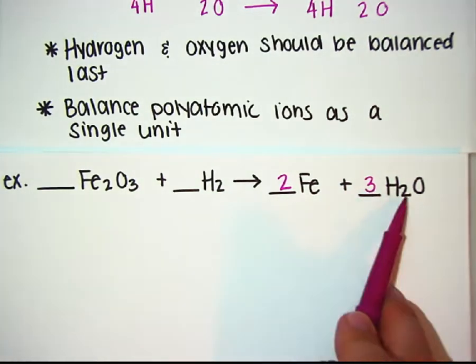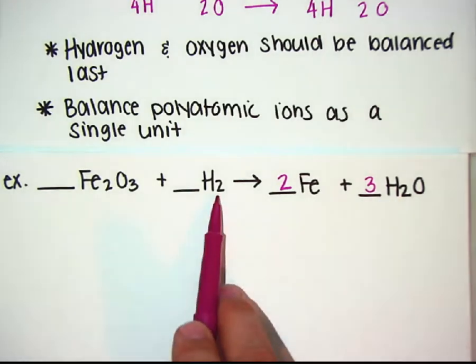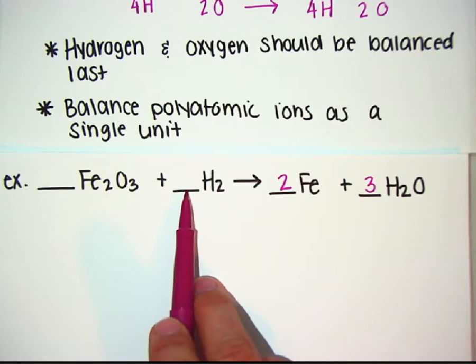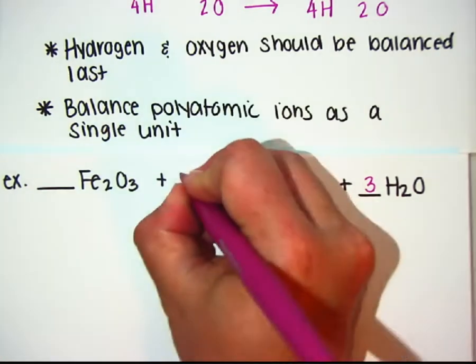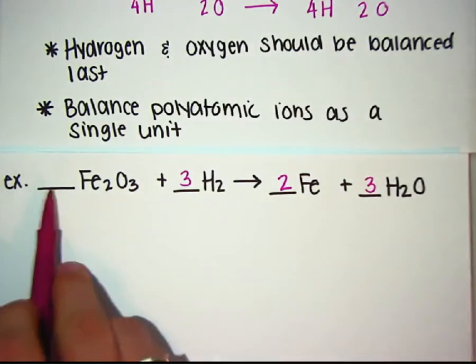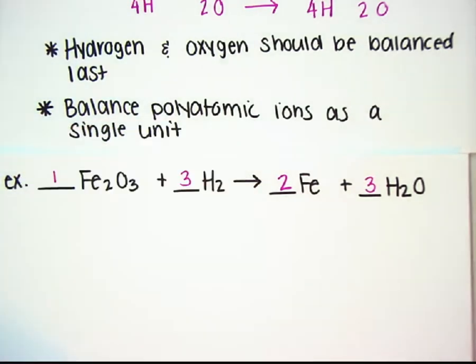Now 3 times 2 gives me 6 hydrogens. Over here, I only have 2. So what number times 2 will get me to 6? I would need a coefficient of 3. We can either leave this spot blank or we can add a 1.